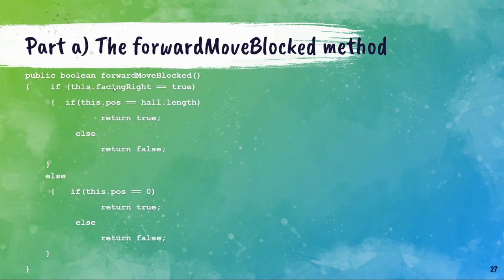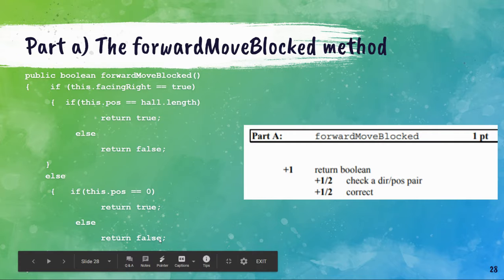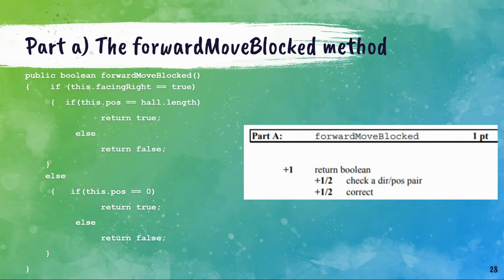Notice that I'm returning false here. I'm only going to get to this statement if I'm facing to the right and I'm not at the end. All right, assuming that I had that one right. Here, at this else, I am facing to the left. I'm facing back towards 0. So now if, and this one is right, the position is equal to 0, I'm going to return true. Otherwise, I'm going to return false. All right, this was all just 1 point.